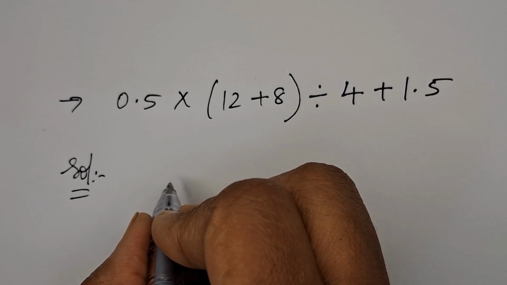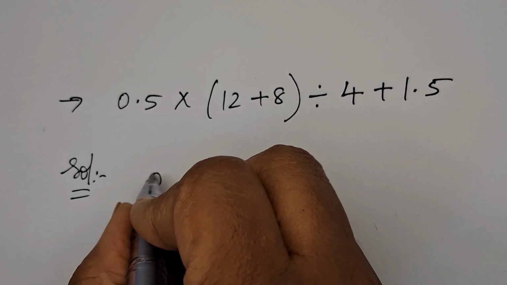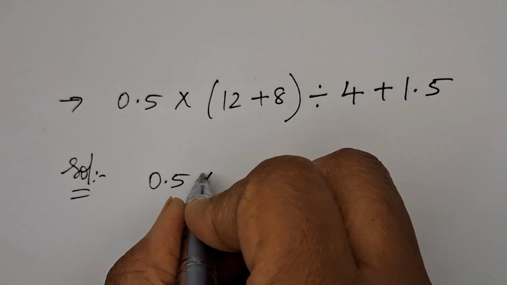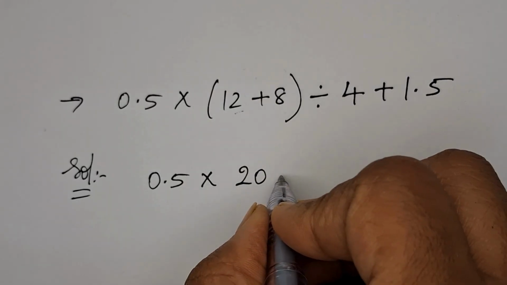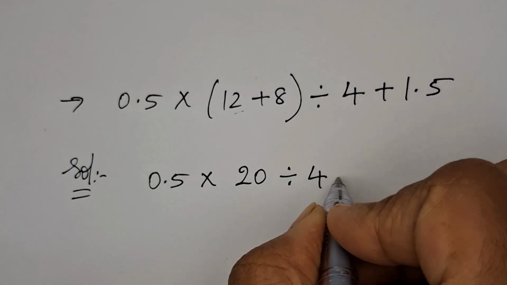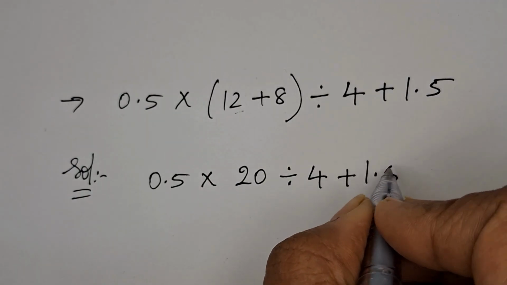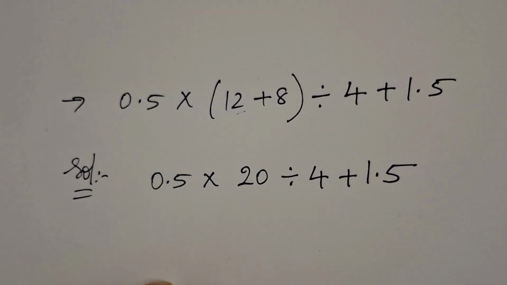First we have to solve the brackets one. Same process we have to follow. Brackets first we have to solve. So 12 plus 8 is 20. So that is 0.5 into 20 divided by 4 plus 1.5.